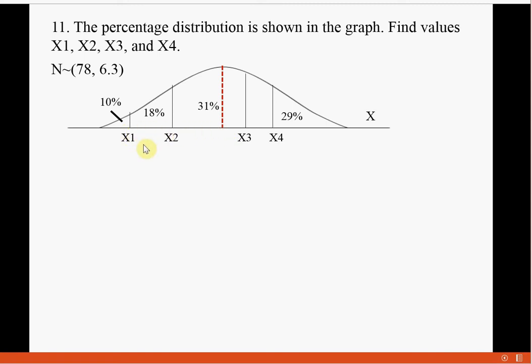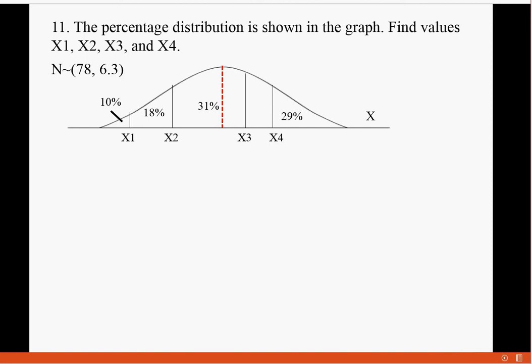We know that we need to use a normal table to help us do that. Now, to look up a normal table, we need to know the percentages. For x1, we know the percentage for sure, the 10%. Can we go to the normal table and use the 10% to find the corresponding z-score?